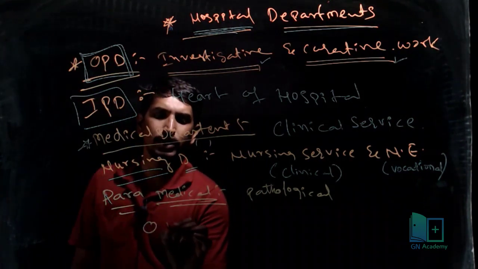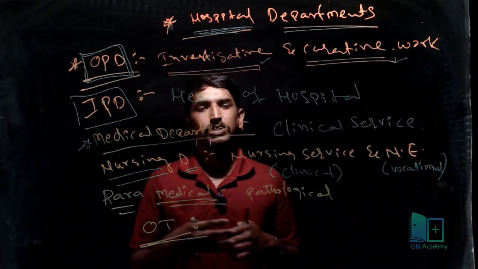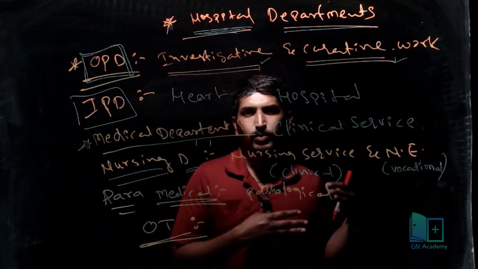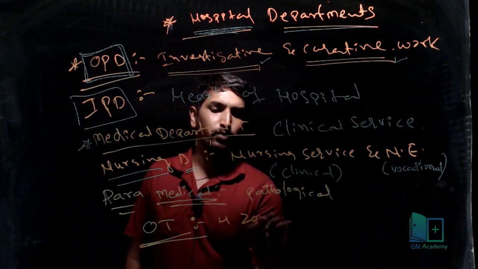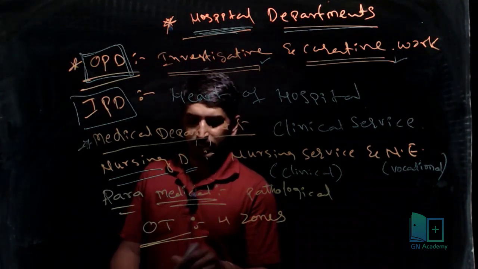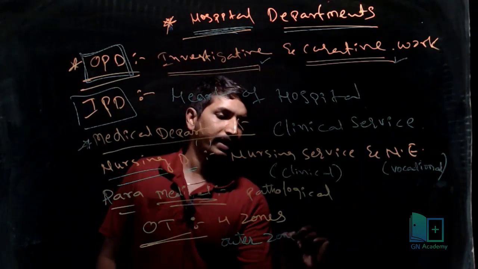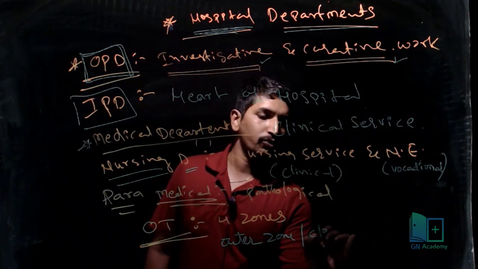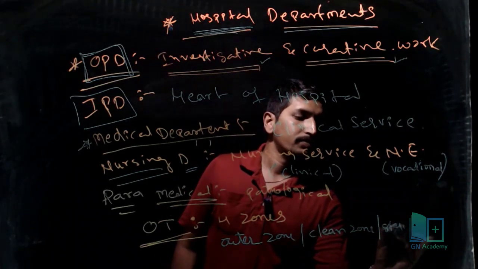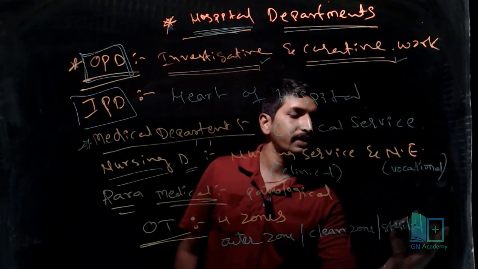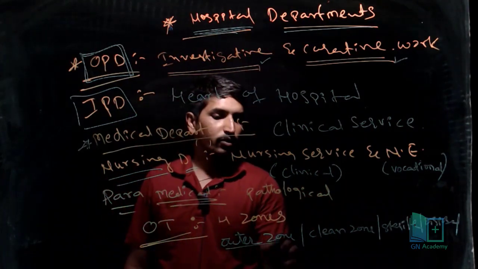Then coming to the next department called OT, operation theatre. See, the operation theatre is a very special department. In the operation theatre, as you know, there is a separate procedure of service, and here there are 4 zones that can be observed. In the first zone we call the outer zone, the second zone is the clean zone, the third zone we call the sterile zone, and the fourth zone we call the disposal zone.